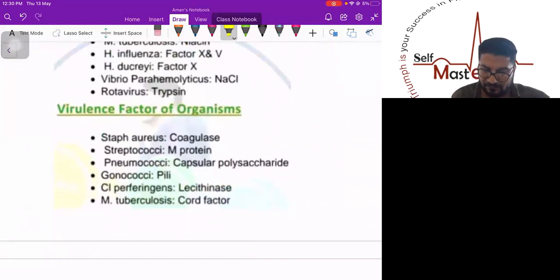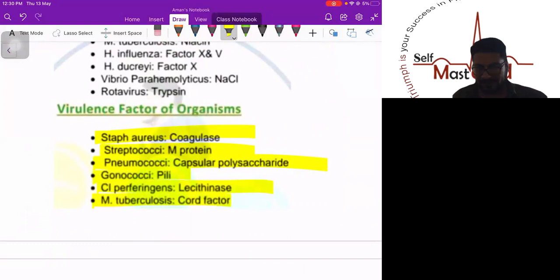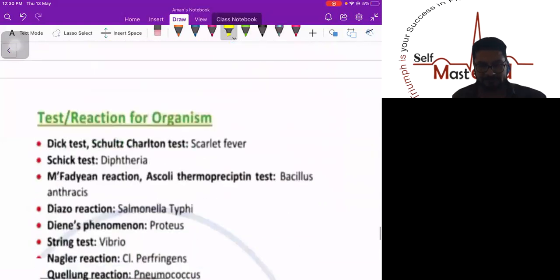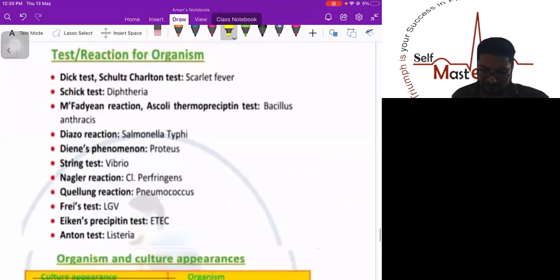For example, for Staph aureus, we have coagulase. Streptococcus, we have M protein. Pneumococcus, we have capsular polysaccharide. For gonococcus, we have pili. Tuberculosis, we have cord factor. Clostridium perfringens, we call this lecithinase. Then we do these tests to understand this.